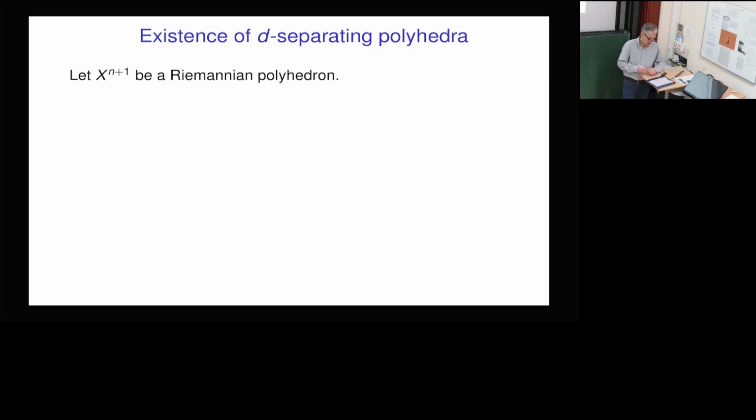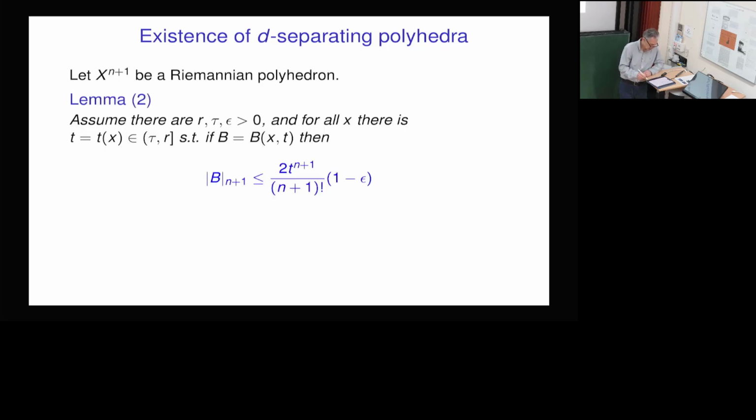Okay, so now I'm going to use that to show that, well, existence is obvious, but there are disseparating polyhedra which also have this growth condition. That's why.